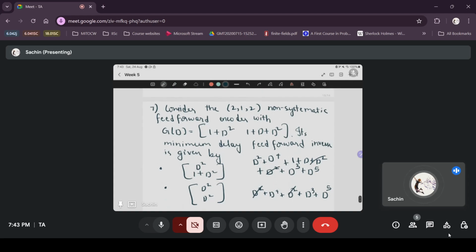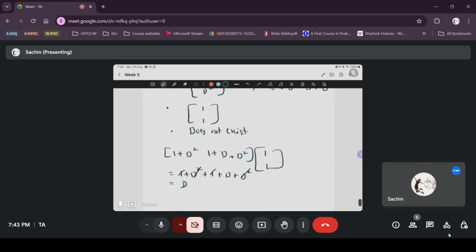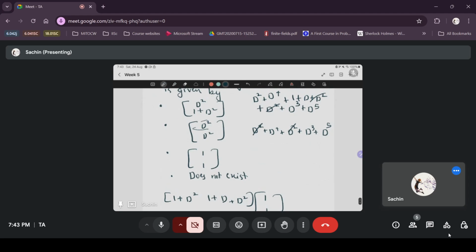One more thing here is minimum delay feed forward inverse. I don't remember exactly what the definition is for a minimum delay, what they mean exactly by minimum delay, but if I had to take a guess, then these are delay elements.